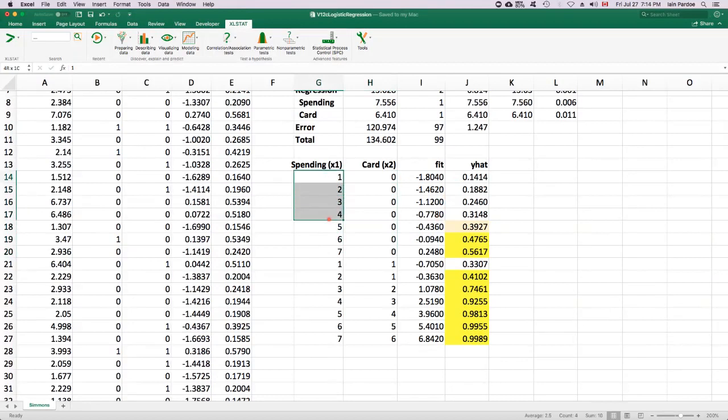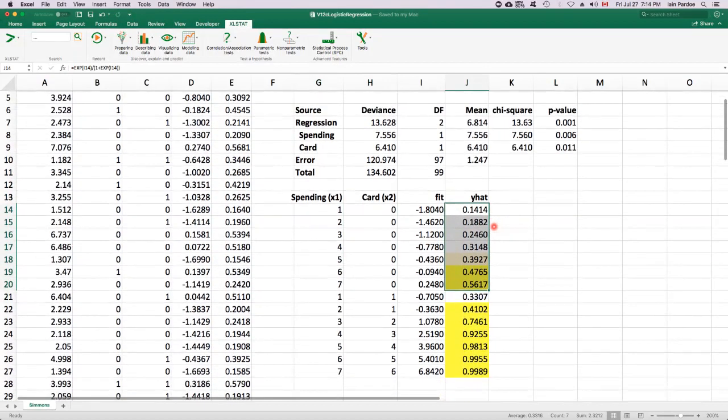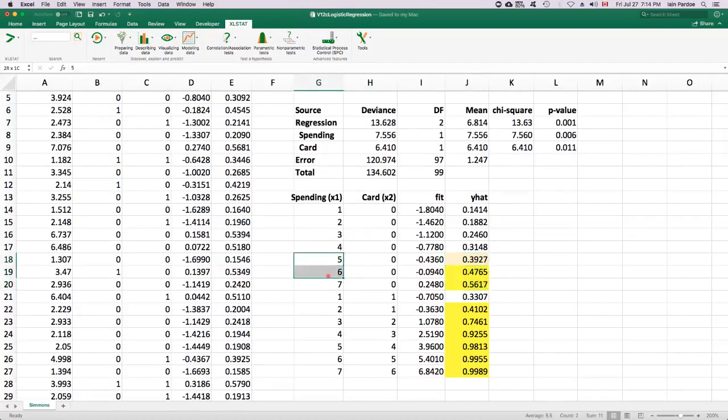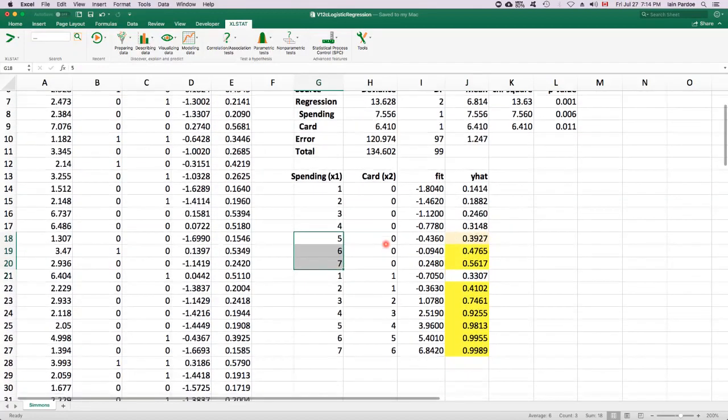All we're doing is increasing the spending, and we see the probabilities increasing. And once they get to a particular threshold, those are the customers we want to target with our coupon because they're more likely to use it. So let's say if the threshold was 0.4, then we would target customers with spending of at least $6,000 a year. We might include this one as well. It's pretty close to 0.4. So maybe target customers who spend $5,000 or more. These are the ones without the credit card.